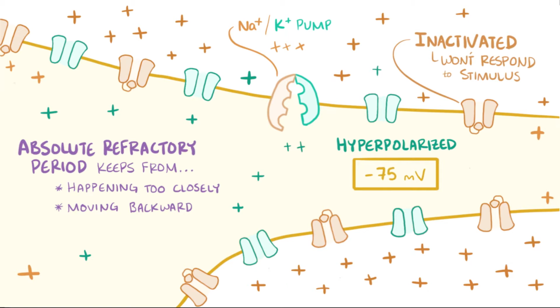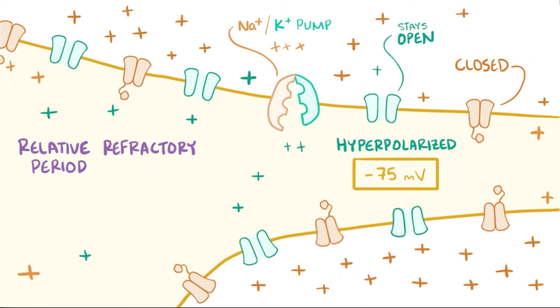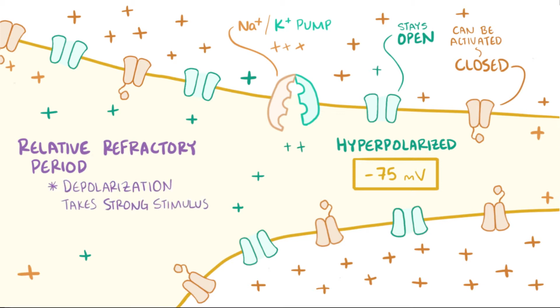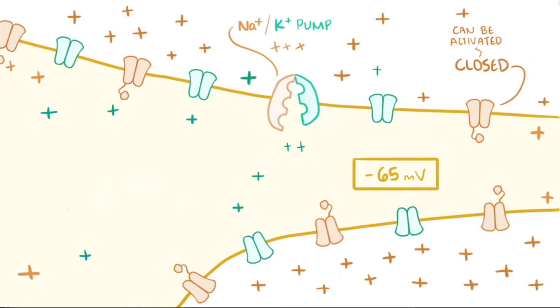During this time, the sodium channels go back to their initial closed state, and for a short period the potassium channels stay open. At this point we're in the relative refractory period, since the sodium channels are closed but they can be activated. Although because the potassium channels are still open and we're in a hyperpolarized state, it takes a stronger stimulus to do so. Finally, as the potassium channels close, the neuron returns to its resting membrane potential.